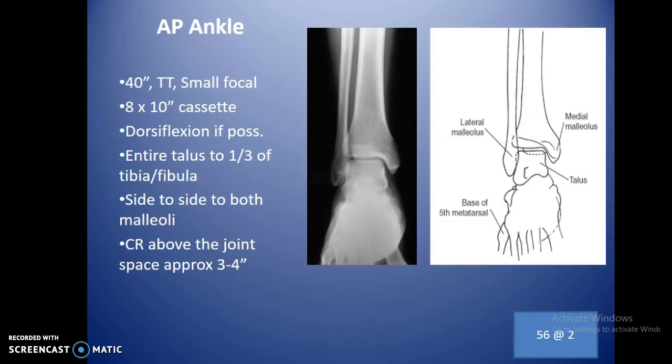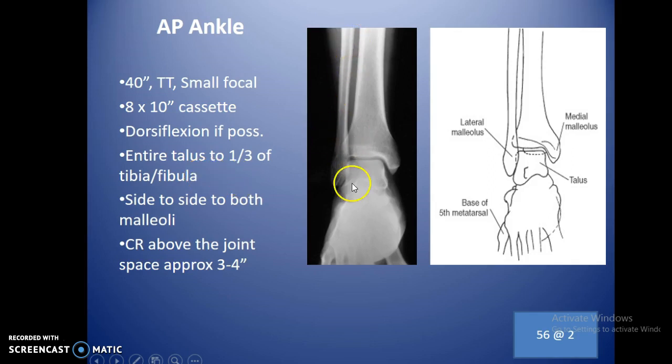Moving on to the ankle, we're going to have 40 inch. Our AP ankle is going to be 40 inches, tabletop, small focal. You can use an 8x10 cassette. Make sure you dorsiflex the foot at 90 degrees because that'll open up this space a little bit more. You want the entire talus to 1/3 of the tib fib.